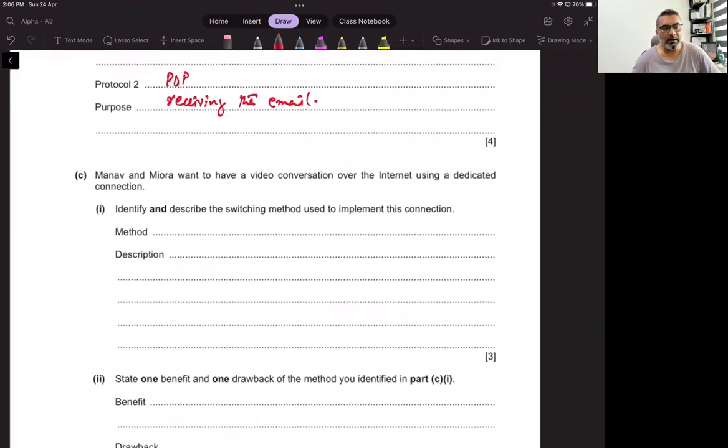Manav and Mayora want to have a video conversation over the internet using a dedicated connection. Identify and describe the switching method used to implement this connection. You can go for anything, but since it is time bound, circuit switching is better. Method is circuit switching. Now, what is the description? Description of the method that we are using.